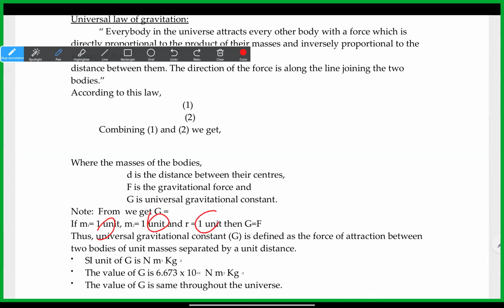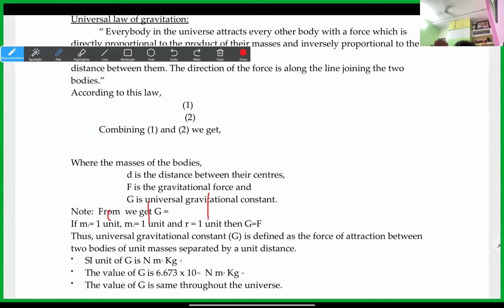Unit means it can be 1 meter or 1 kilometer or like that. Similarly, this is 1 gram, 1 gram, as per that. If it is an SI unit, then this will be kg, this will be kg, and this is meter.